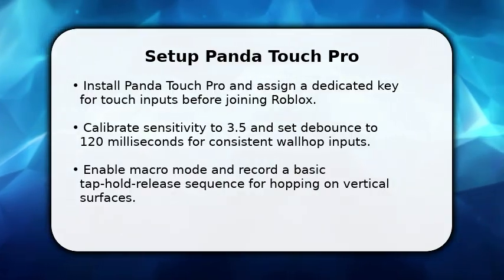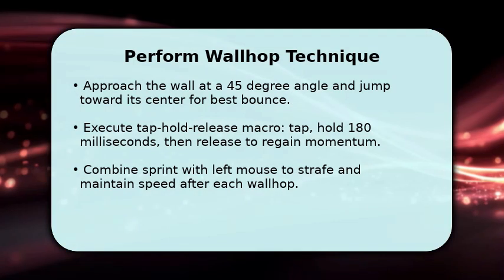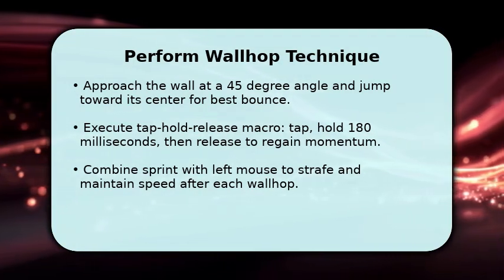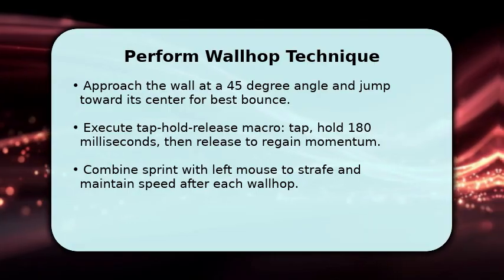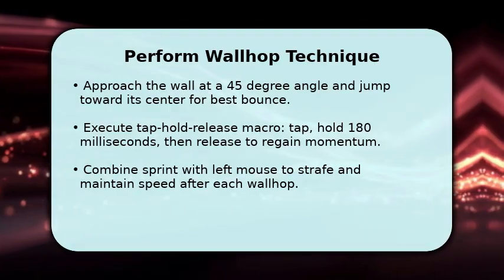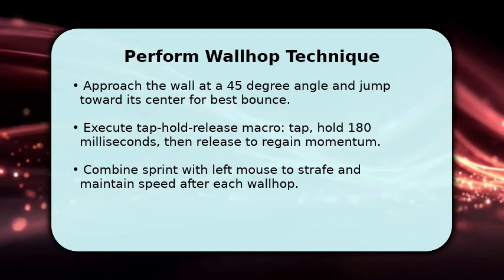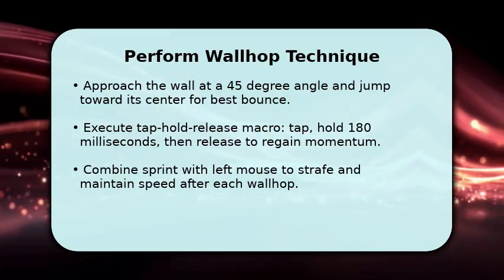Save the profile and bind it to Roblox processes to ensure the device works. Approach the wall at a 45-degree angle and jump toward its center for best bounce. Time your initial jump and immediately trigger the Panda macro as you touch the surface to perform the wall hop. Execute the tap-hold-release macro. Tap, hold 180 milliseconds, then release to regain momentum into the air.